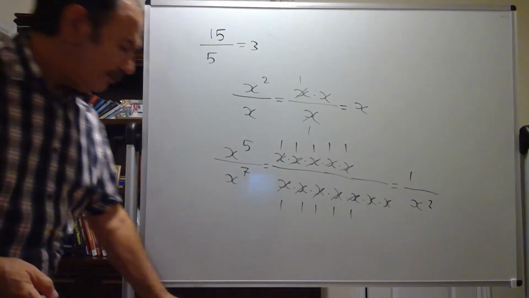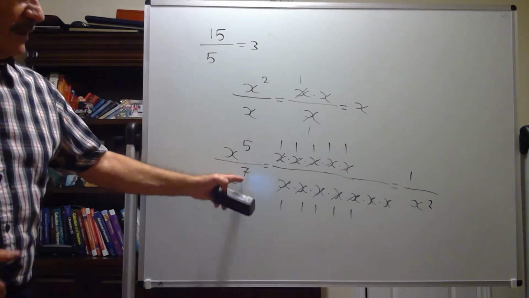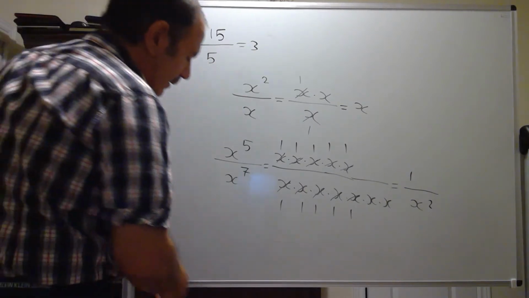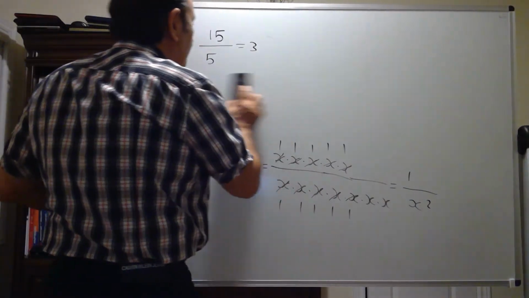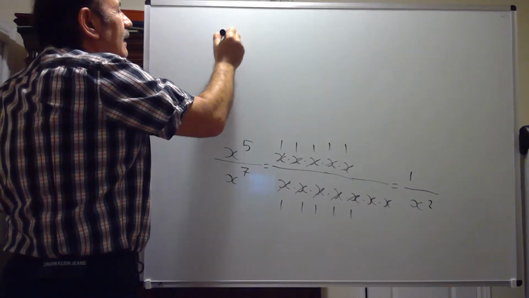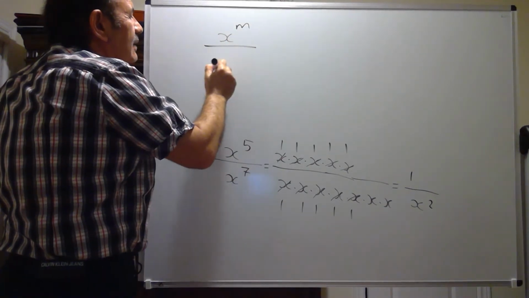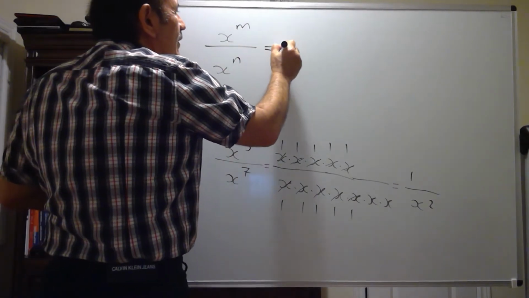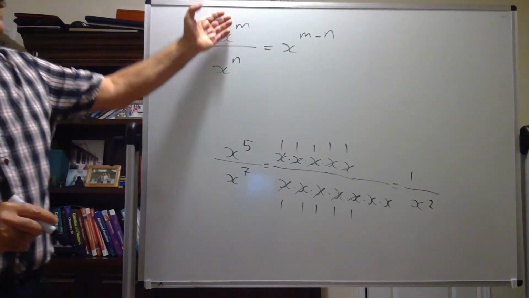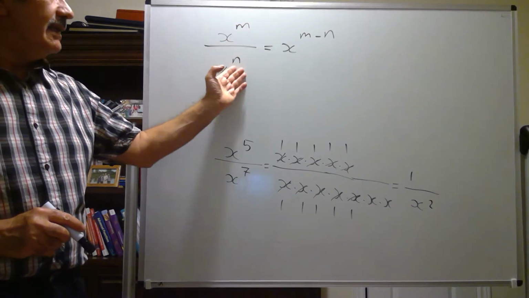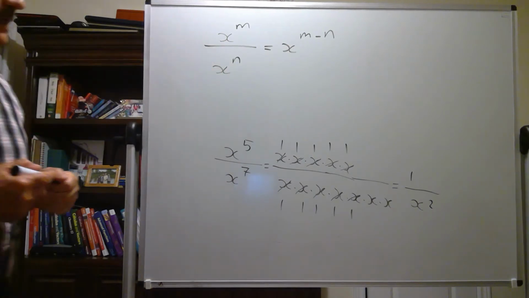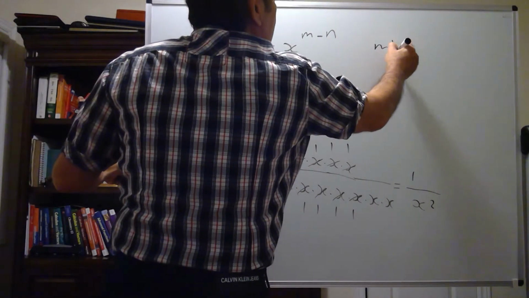In general, can you see 7 minus 5 is 2. In general, if we have x to the power of m, this is the formula for division of monomials: x to the power of m over x to the power of n is going to be x to the power of m minus n, if m is greater than n. This case is when m is greater than n.